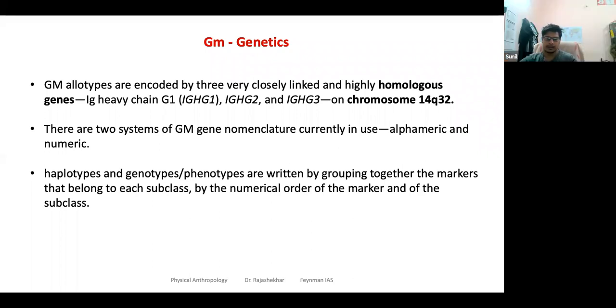Can you repeat once? Sure. So where do you get the IgG's variation and polymorphism? There are three genes encoding IgG: G1, G2, G3. What part of the IgG do they encode? Heavy chain. So this is polymorphism in the heavy chain version. The heavy chain of IgG is encoded by a combination of three genes, G1, G2, G3. Where are they present? They're present on chromosome 14.